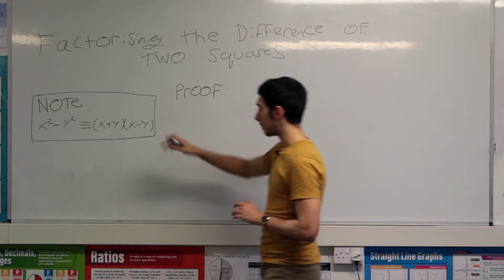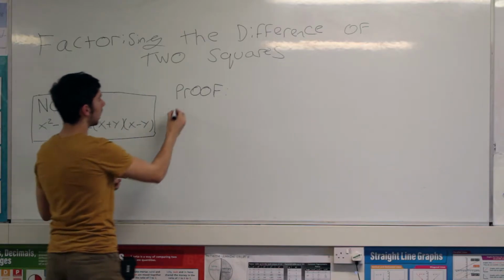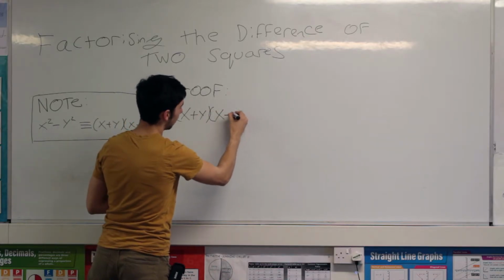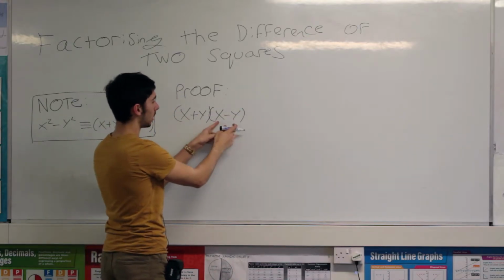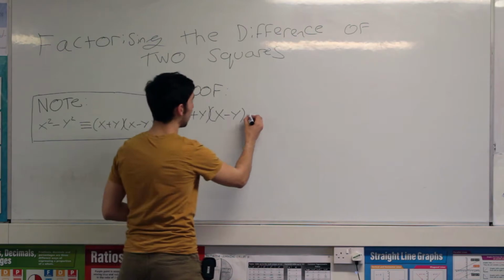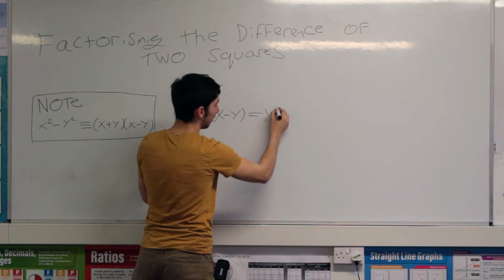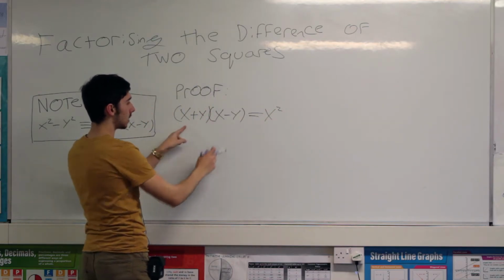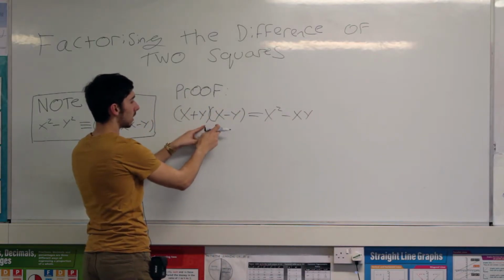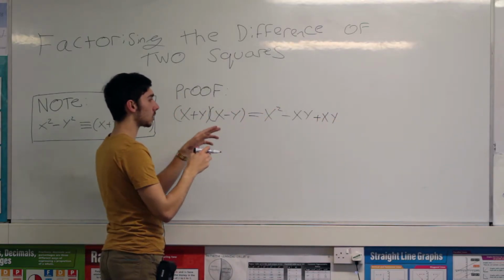Anyways, let's prove it. We're going to start with this side because it's easier to do it this way. So we're going to say x plus y, x minus y. X plus y times x minus y. Let's expand. Let's just use our basic expanding that we should be quite good with by now. Let's do it. FOIL. First numbers, x times x, x squared. Outside, x times minus y, minus xy. Y times x, add xy. Okay, so y times x is xy or yx.